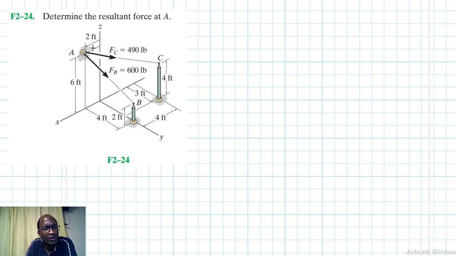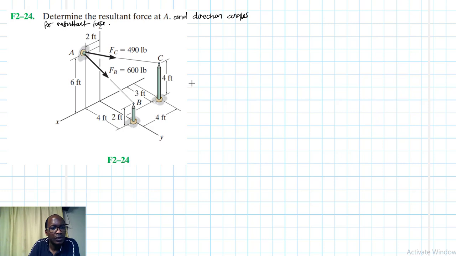The problem reads: determine the resultant force at A and the direction angles for the resultant force. Okay, this problem is coming from the Engineering Mechanics Statics textbook, 13th edition by R.C. Hibbeler.